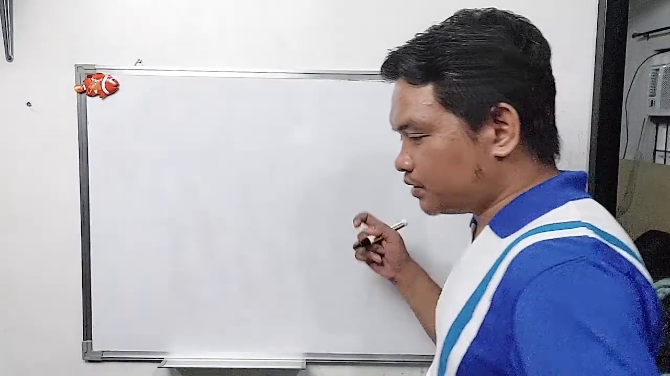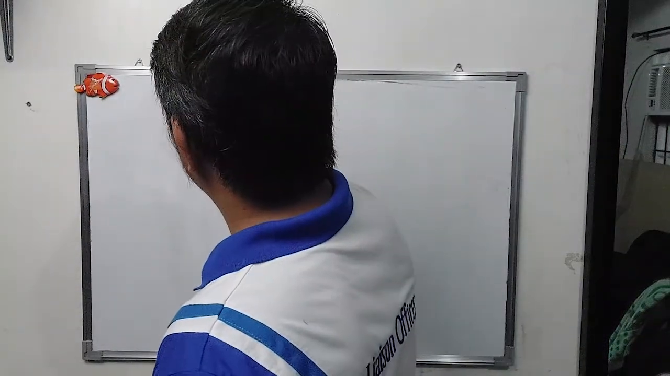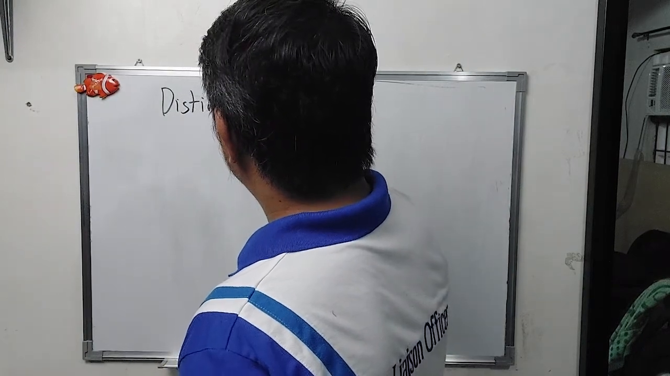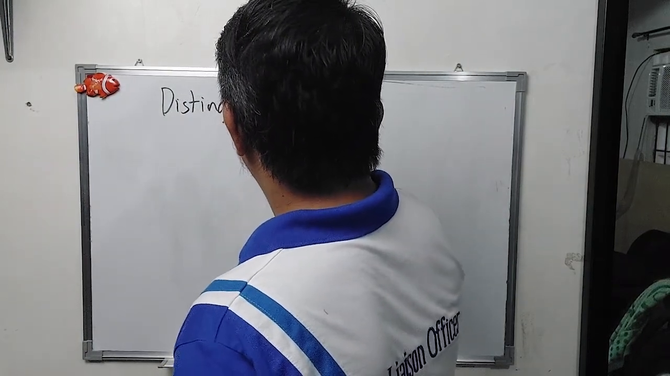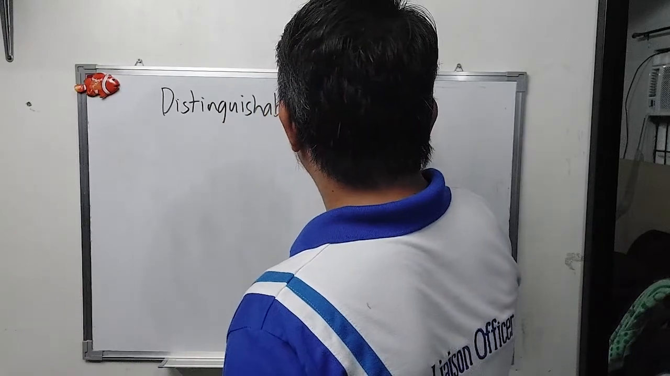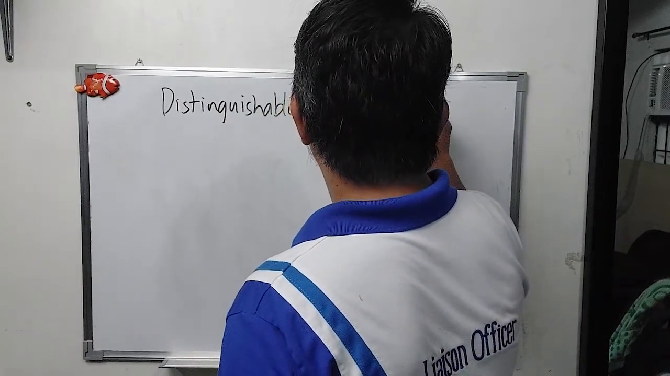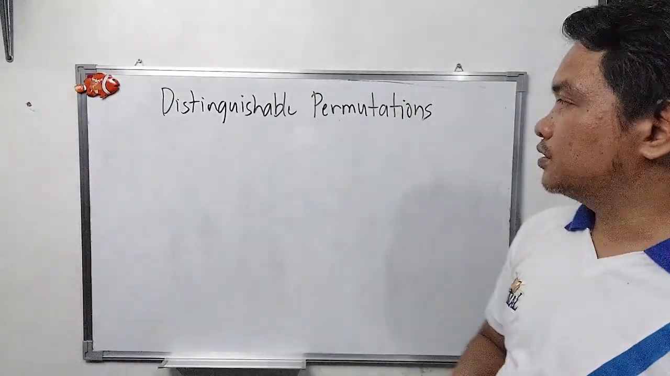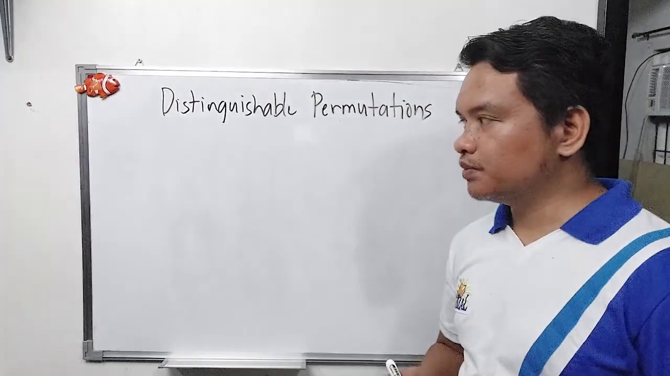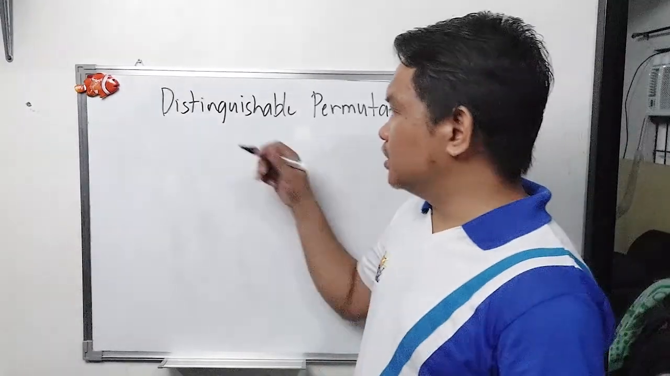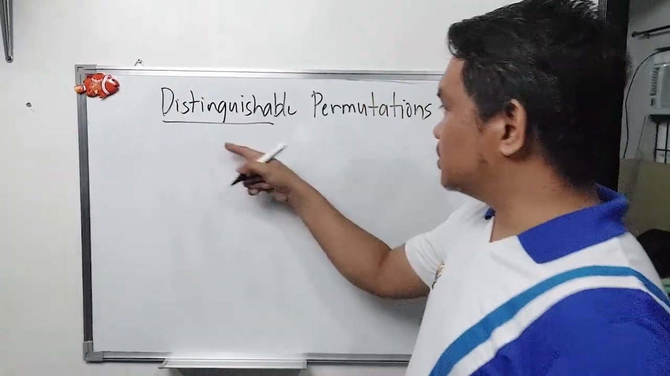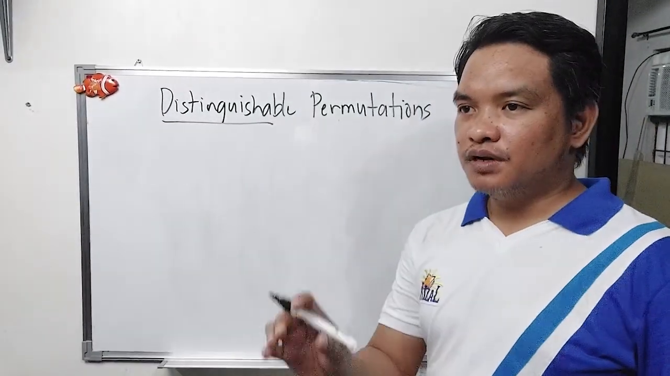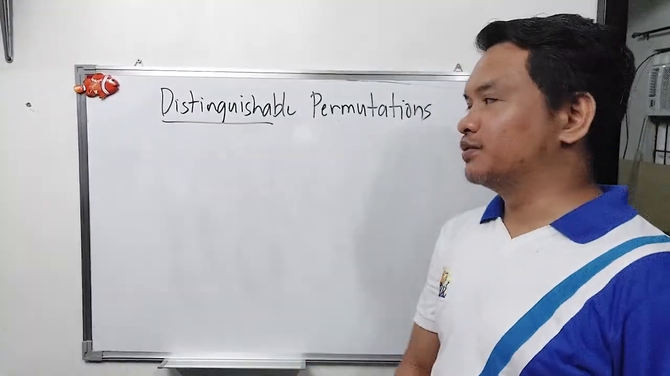So, another type of permutation na tinatawag nating distinguishable permutation. Yan. So, distinguishable permutation, for example, from the word distinguish. So, distinguishable permutations, may madaling makakilala. Diba? Ang namumukha-mukha agad, familiar, ganun.